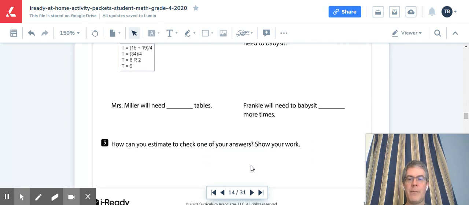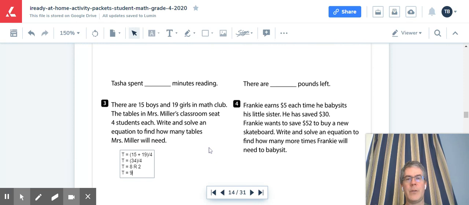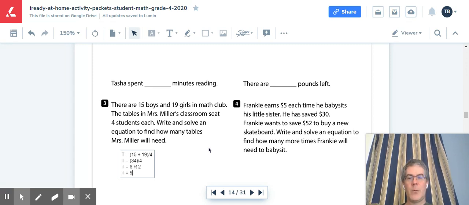After you've solved them, go ahead and answer number 5. Think about how you could use estimating to determine whether or not your answer in one of those problems is reasonable. We've talked about estimating before.